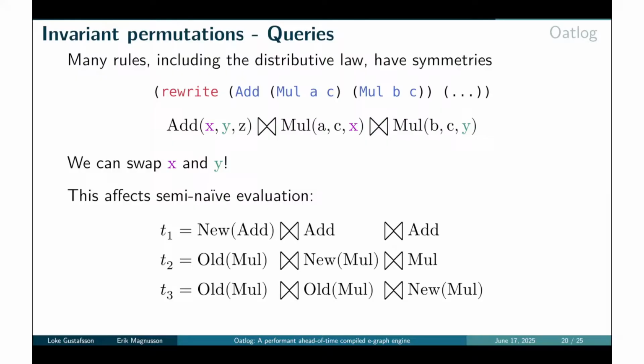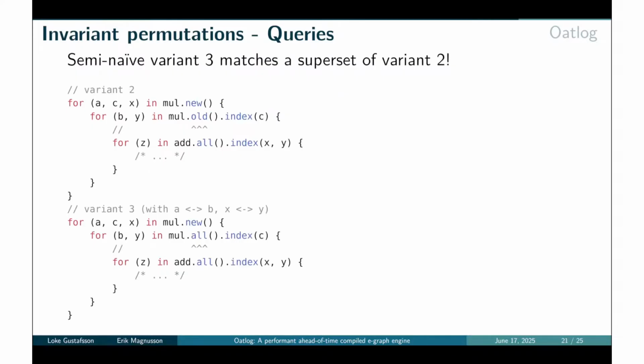In this example, swapping x and y, as done by the invariant permutation, leaves the rule identical modulo variable renaming. This has consequences for semi-naive evaluation, in which we produce multiple variants of queries. In this example, the symmetry leads to one of the semi-naive variants matching a superset of another, meaning we can drop one, in some cases greatly reducing the cost of e-matching overall.